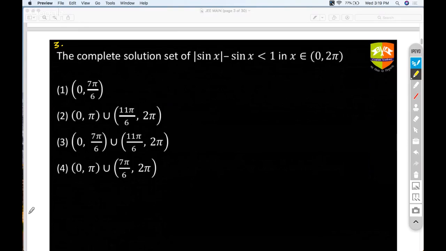The complete solution set of mod x minus mod sine x less than 1 in the interval 0 to pi.